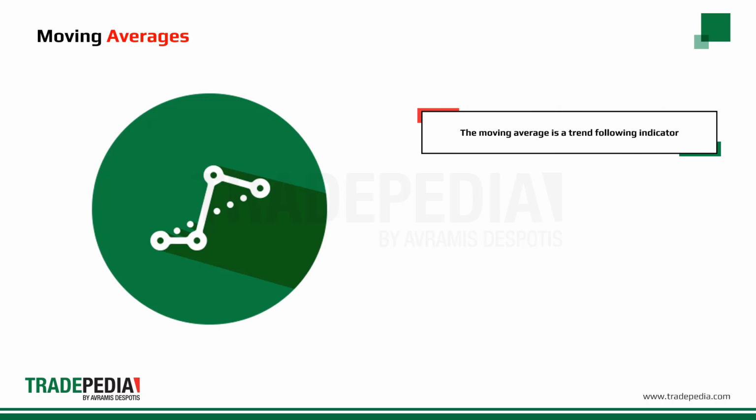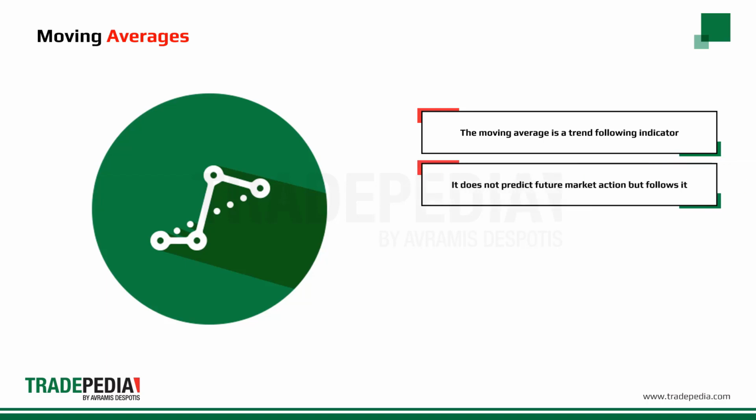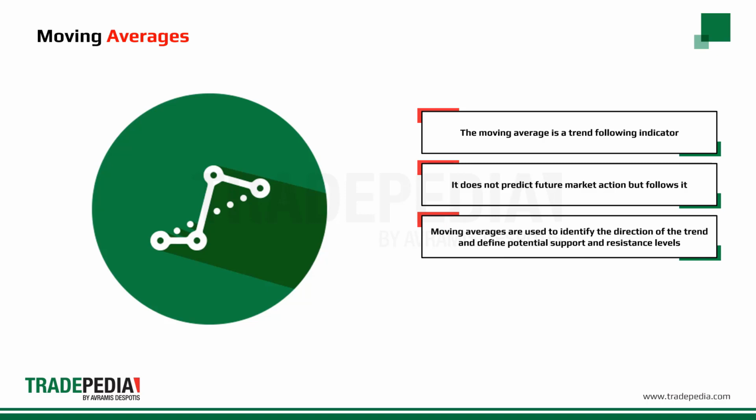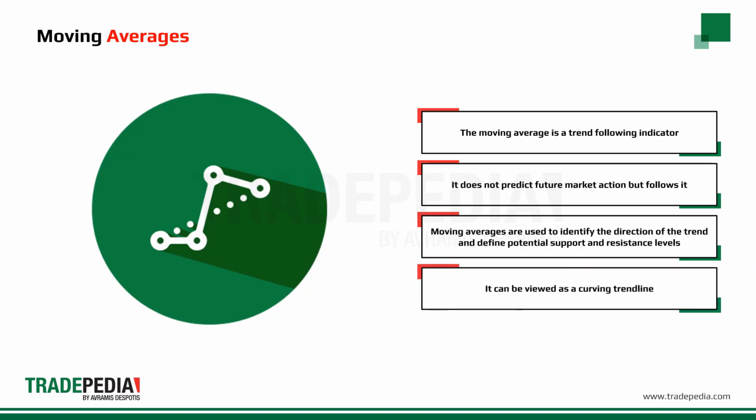The moving average is a trend-following indicator that helps smooth price action and filters out the noise. It does not predict future market action, but follows it. Moving averages are used to identify the direction of the trend and define potential support and resistance levels. It can be viewed as a curving trend line.